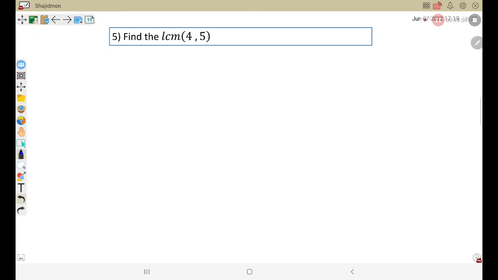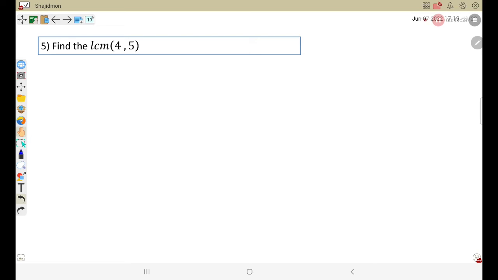Okay, now the next question: find the LCM, least common multiple, of 4 and 5. Find the LCM of the numbers 4 and 5. LCM, okay, least common multiple. L, C and M. So first do the multiples.